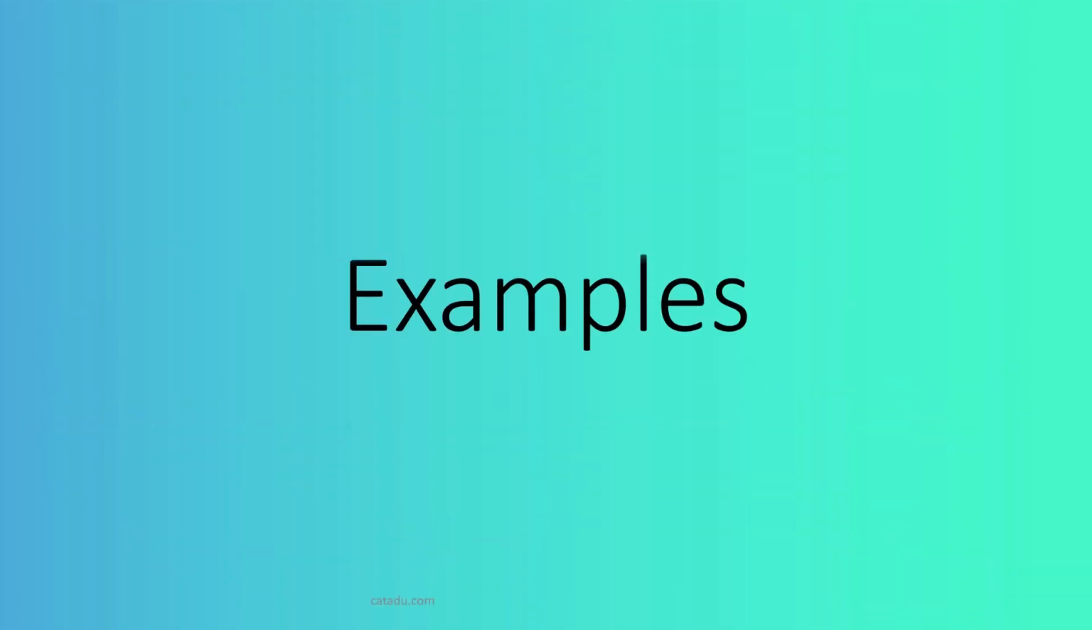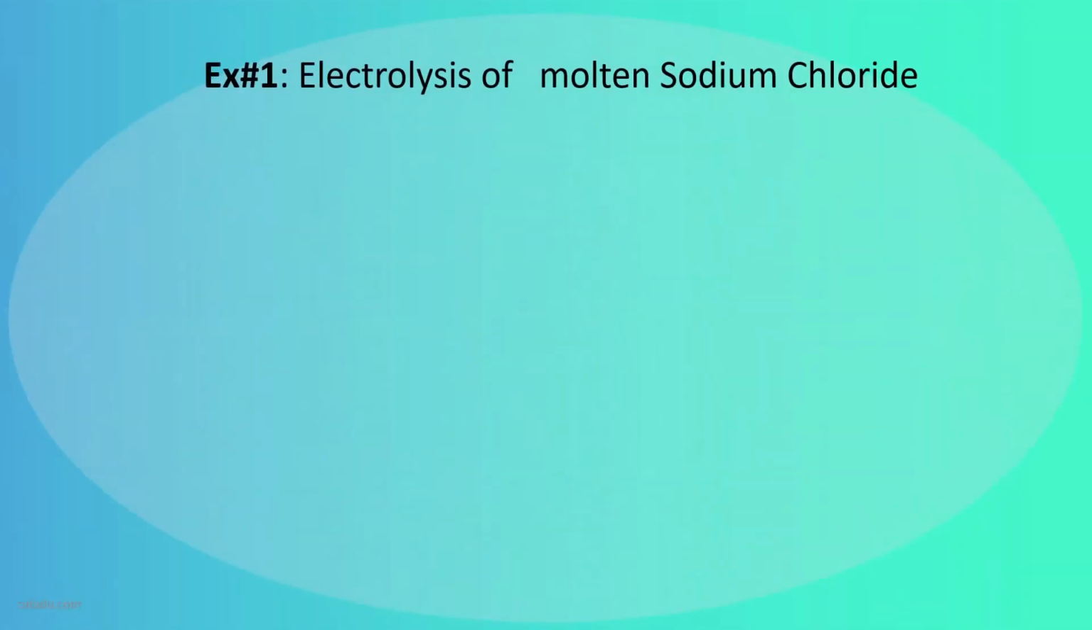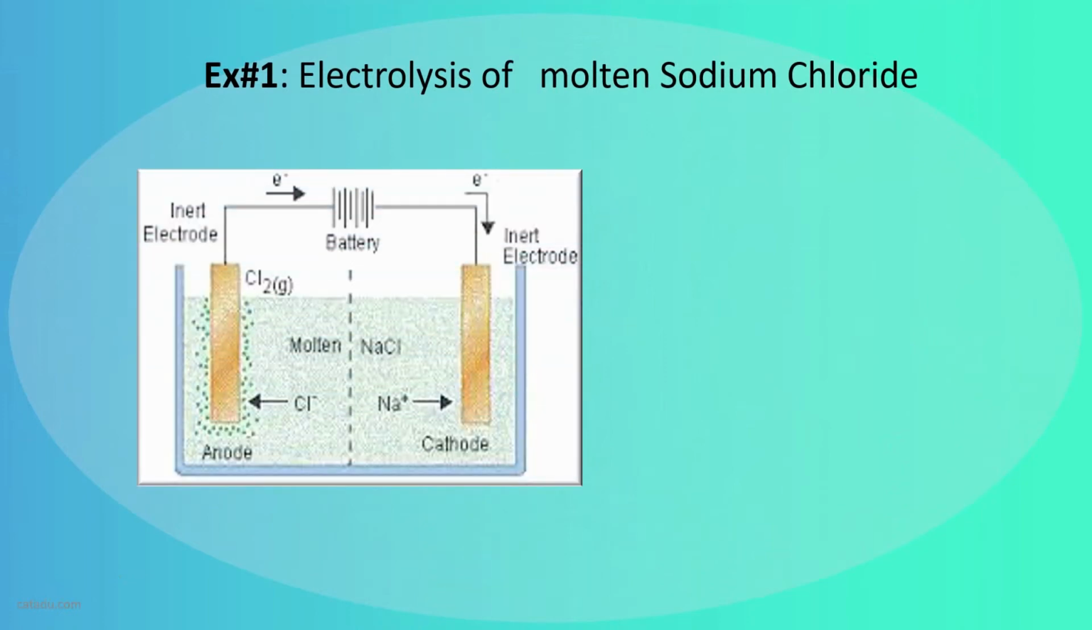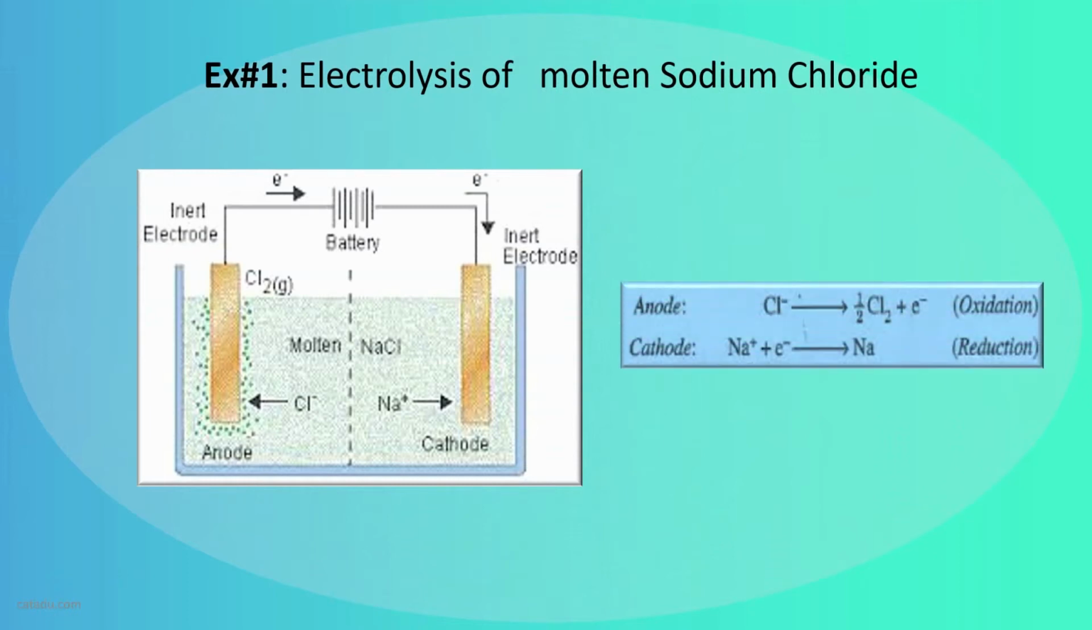Some examples of electrolysis. The first example, electrolysis of molten sodium chloride. Here the electrodes are made of graphite. Only 2 ions are present in the electrolyte, sodium ion and the chloride ion. Sodium ion is positive, it moves towards the cathode and gives sodium metal. Chloride ion is negative, it moves towards the anode and gives chlorine gas. So the products are chlorine gas and sodium metal.